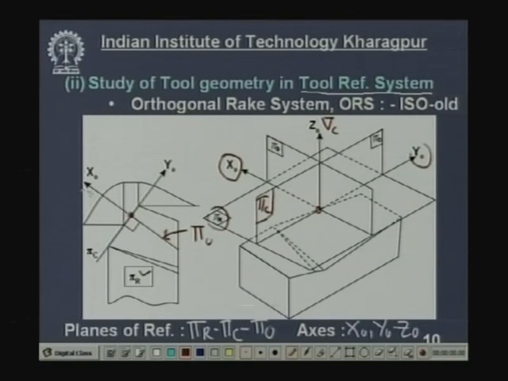Now, the orthogonal plane is perpendicular to pi r and pi c, cutting plane. So, this is the plane. This plane is shown over here. This is that orthogonal plane. So, here you can see that pi r contains the x axis and y axis, then pi c cutting plane contains y axis and z axis, and orthogonal plane contains x axis and z axis, and xo, yo, zo are perpendicular to each other. Now, in this diagram we can visualize the cutting angles.